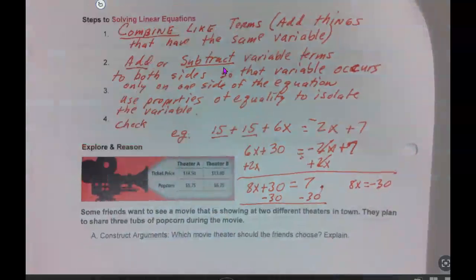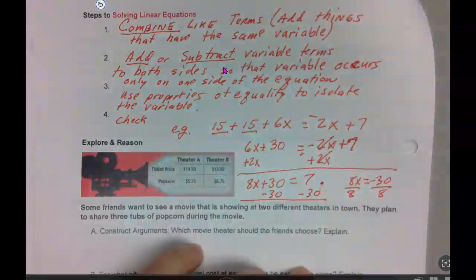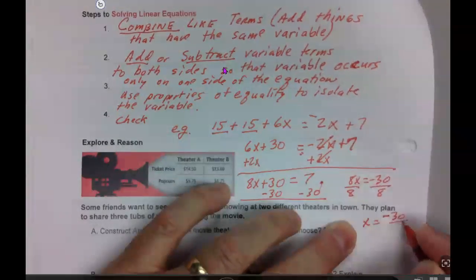And then what would I do next? I used division property of equality. Why did I say equality? Because there's an equal sign. So I'm dividing both sides by 8. That's division property of equality. Equality means equal sign. So that gives me x equals negative 30 divided by 8.